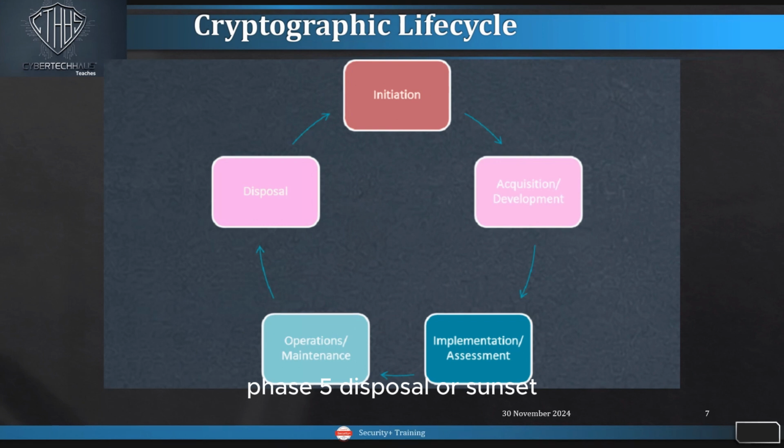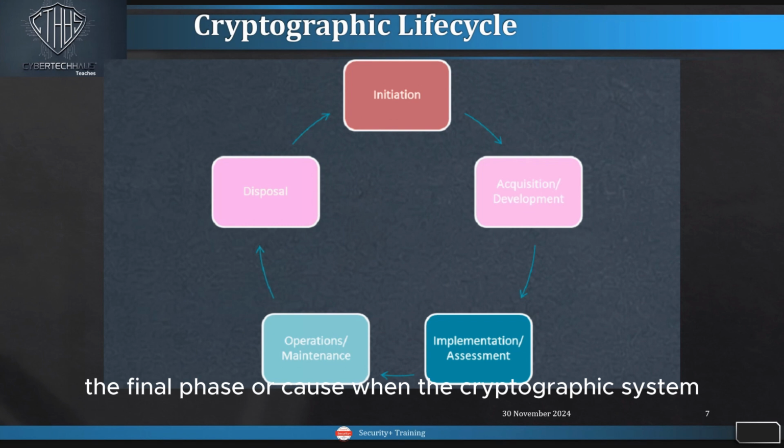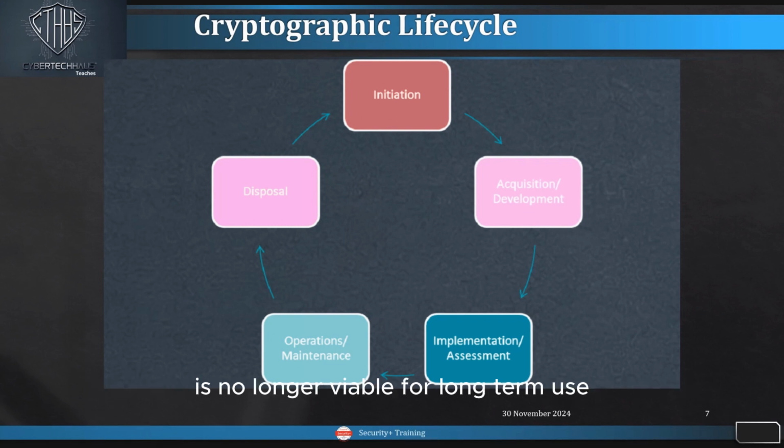Phase 5, disposal or sunset. The final phase occurs when the cryptographic system is no longer viable for long-term use. In the disposal or sunset phase, the organization stops using the system and ensures that sensitive materials like cryptographic keys are either securely destroyed or archived.